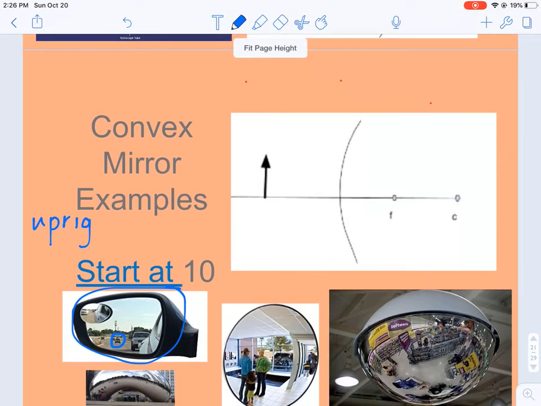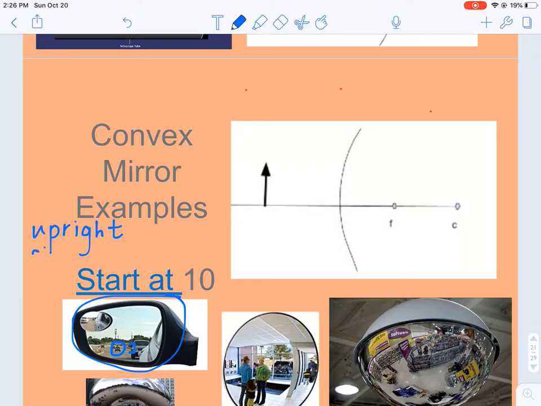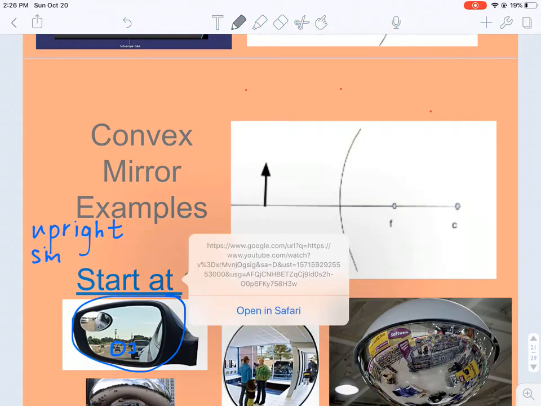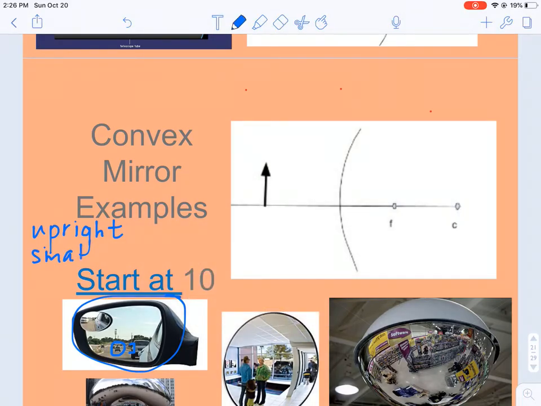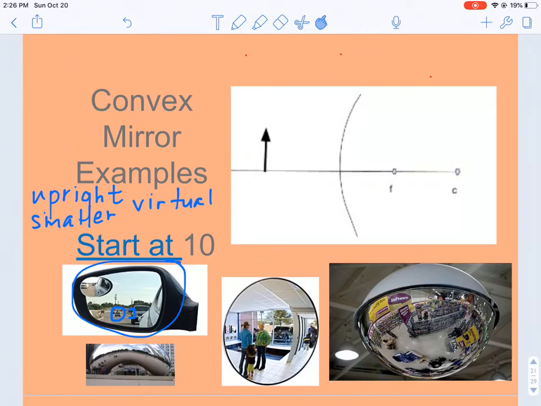You always see a car that is small, right? If I measured this image height, maybe I would get 1 inch. Now, the height of the actual car is much bigger than 1 inch. So the image is smaller than the actual car. And we are always seeing a virtual image, and in the ray diagram, we'll see why. These are other examples of convex mirrors that we see pretty frequently, but the car mirror is the most common.